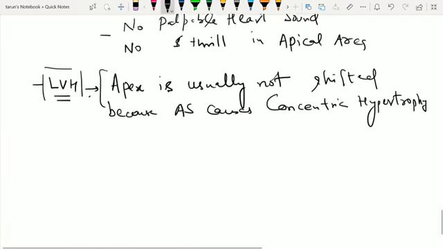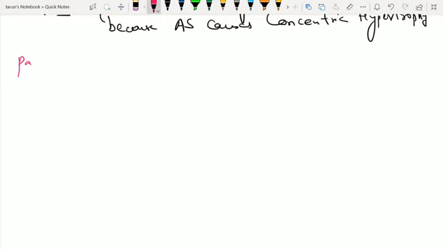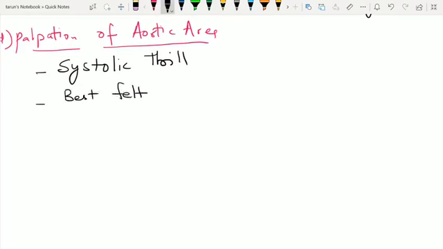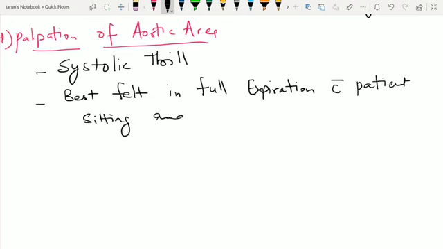Then after this you will tell about the palpation of the aortic area. Palpation of aortic area, you will say you get the systolic thrill in aortic area, and this is best felt in full expiration, with patient sitting and leaning forward.